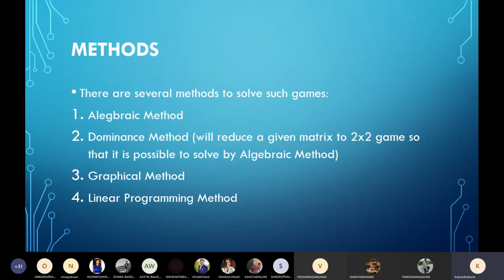There is an empirical equation which we are going to use in algebraic method. That equation will directly give you the value of gain. Okay, but to apply that method, the essential rule is that it should have a 2 by 2 matrix, 2 row 2 column matrix. So to get that matrix, we are going to use dominance method. So quickly note down these four methods and we will see both the methods one by one quickly.